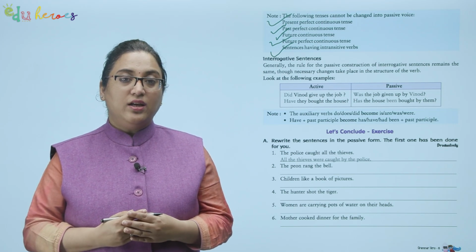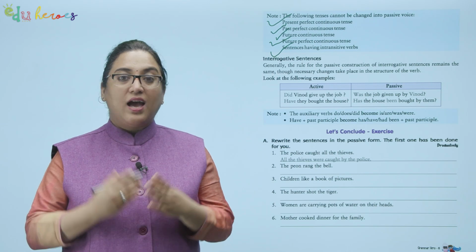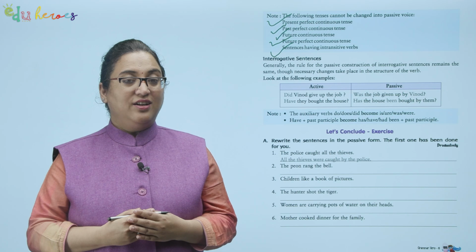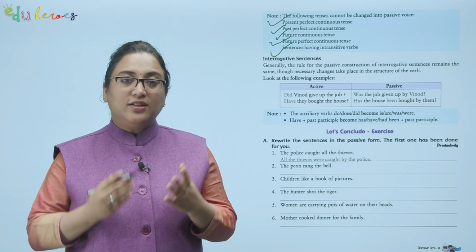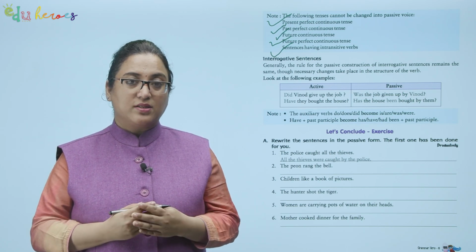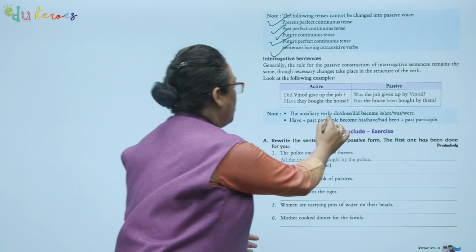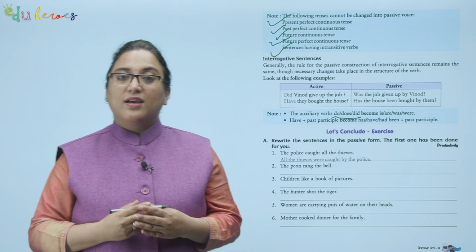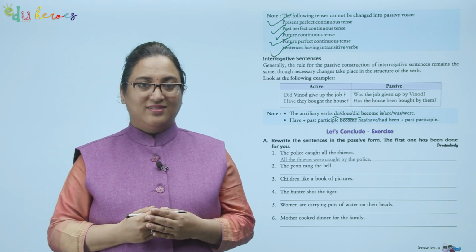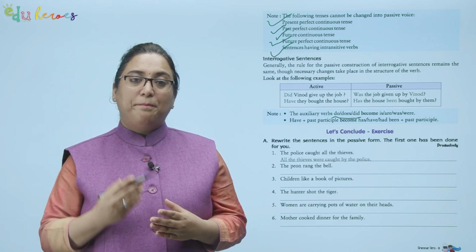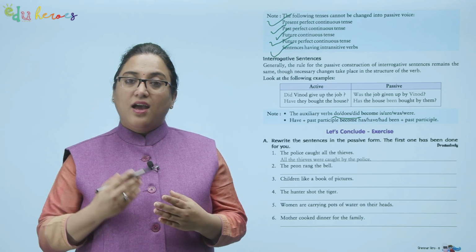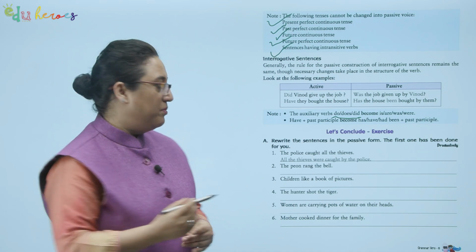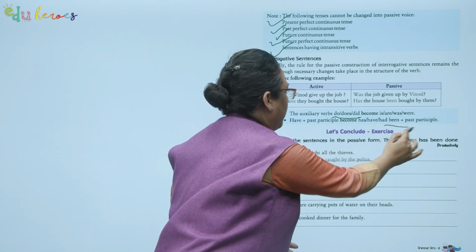Similarly, have they bought the house? Has the house been bought by them? Here, note down that the auxiliary verbs or the helping verbs like do, does, did change into or become is, are, was, were. Have plus past participle become have, has, had, been plus past participle. So that's the addition here.